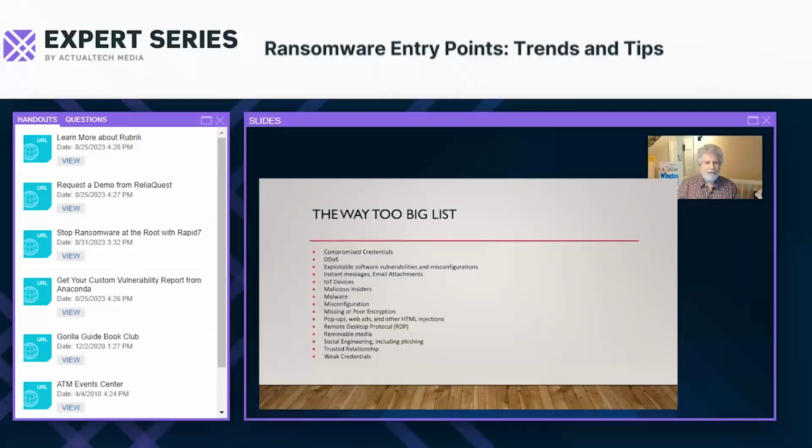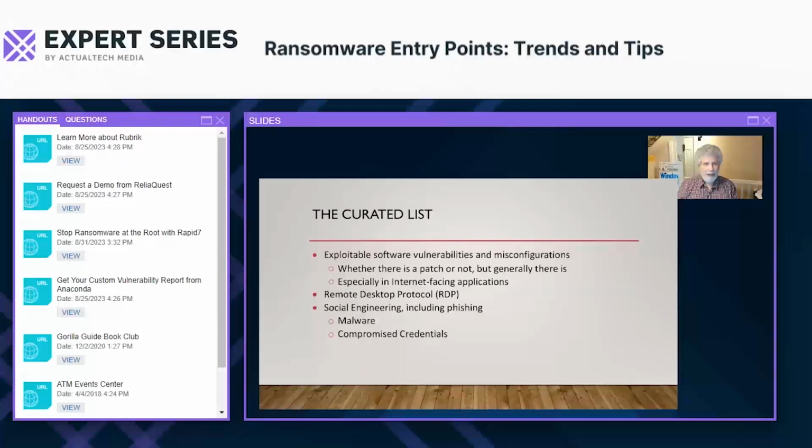So I read a lot of reports and other research on ransomware, looking for good information on what the main entry points are, and I threw them into a list and removed the duplicates and came up with this. It's so long as to be discouraging or even useless, and even if it's true that there have been ransomware attacks for which each line item was an entry point. So I created a shorter list.